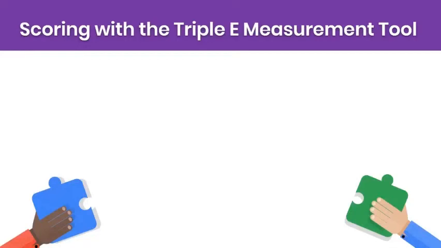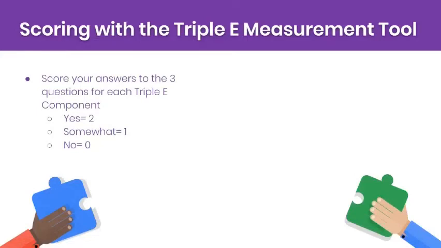So the Triple E measurement tool asks those questions for each of the components and offers the ability to score it so that you have a measurable way to evaluate the tool you're using and the learning goal that it applies to. So essentially those 9 questions that we just went over, you're going to score each of those answers anywhere from 0 to 1 or 2. So if yes, it does meet that component or that question, that's worth 2 points. If it somewhat meets the criteria of that question, then that might be a score of 1. And if it does not meet the criteria of that question, it would be a score of 0.